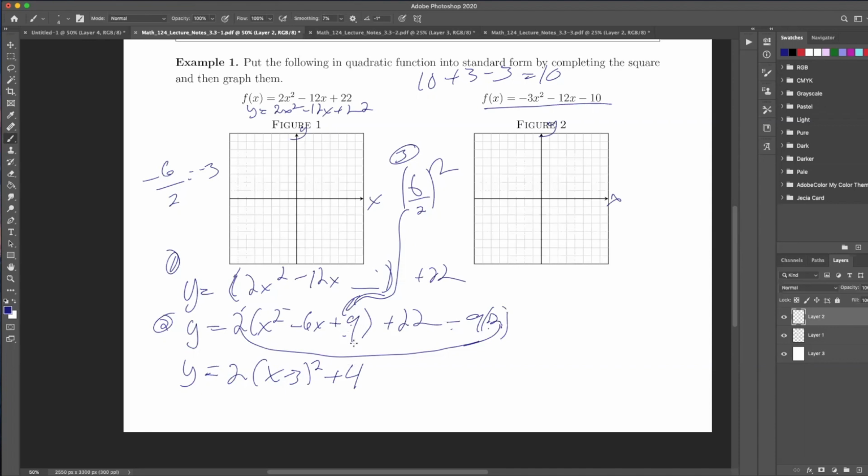Okay, with all that information, we can now graph it. So where is my vertex? Well, my vertex is now at 3, 4. So I'll just count over 3: 1, 2, 3. Go up 4: 1, 2, 3, 4. And then I'm going to go over 1 and then go up my A. In this case, A is 2. So I go up 2. And then I'll go over 1 and up my A, which is 2. And I draw in my parabola.